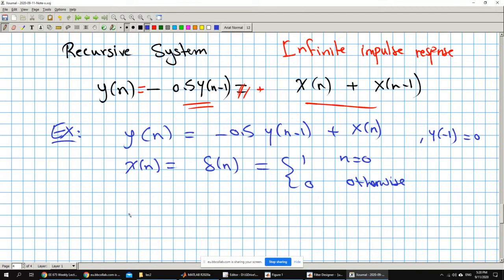Let's try to compute recursively the outputs of this system. So if you have a system like this, let's compute y of 0. Y of 0 is equal to what? Minus 0.5.